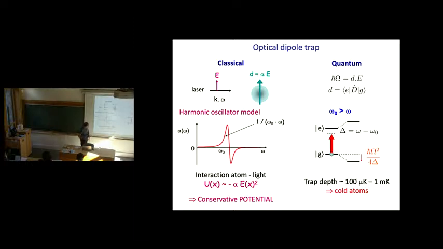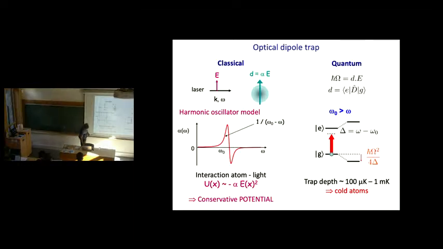Of course, the only drawback of all this is that if you look now at the real numbers and you try to estimate the depth of the potential you can create, which is to say the action of this dispersive force, it's very weak. It's so weak that the trap depth you can create is typically in the hundreds of microkelvins or 1 millikelvin. So if you want to use this dipole force, as it is named, on atoms, you need to start from a sample which has been laser cooled before. Okay?